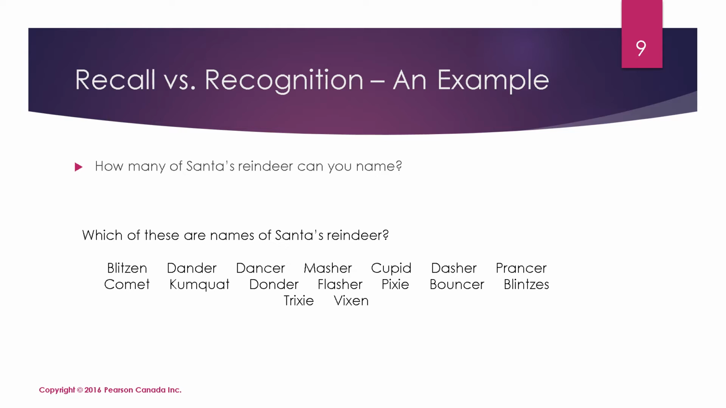And so basically what we're illustrating here is that the first task, if I just asked you to name them outright, would be an example of a test of recall. I'm asking you to recall their names without giving you any kind of hints or clues or retrieval cues. Whereas in the second example here, I'm asking you to perform a recognition task because I'm giving you a bunch of names, you just have to pick which ones are the right ones.